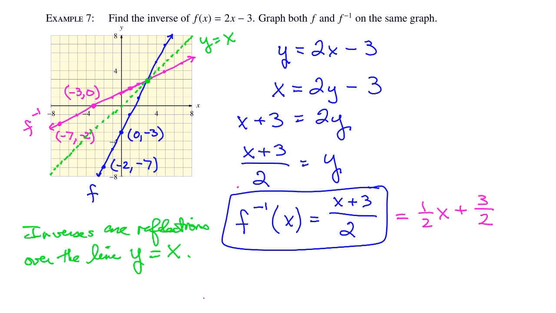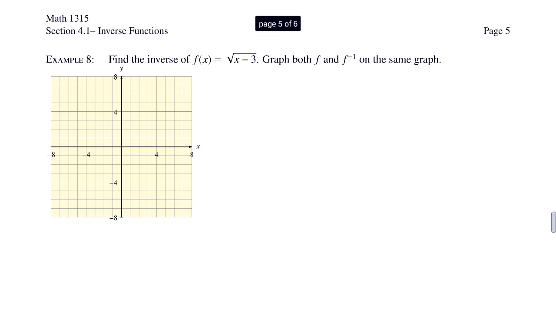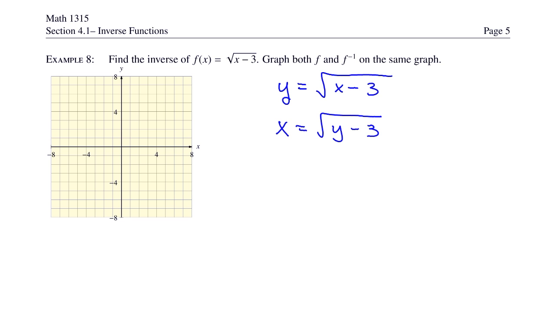All right, let's look at example 8. Find the inverse of f of x is equal to the square root of x minus 3, then graph both f and f inverse on the same graph. So first we write this as y equals the square root of x minus 3. Interchange the x and the y. So we have x is equal to the square root of y minus 3.